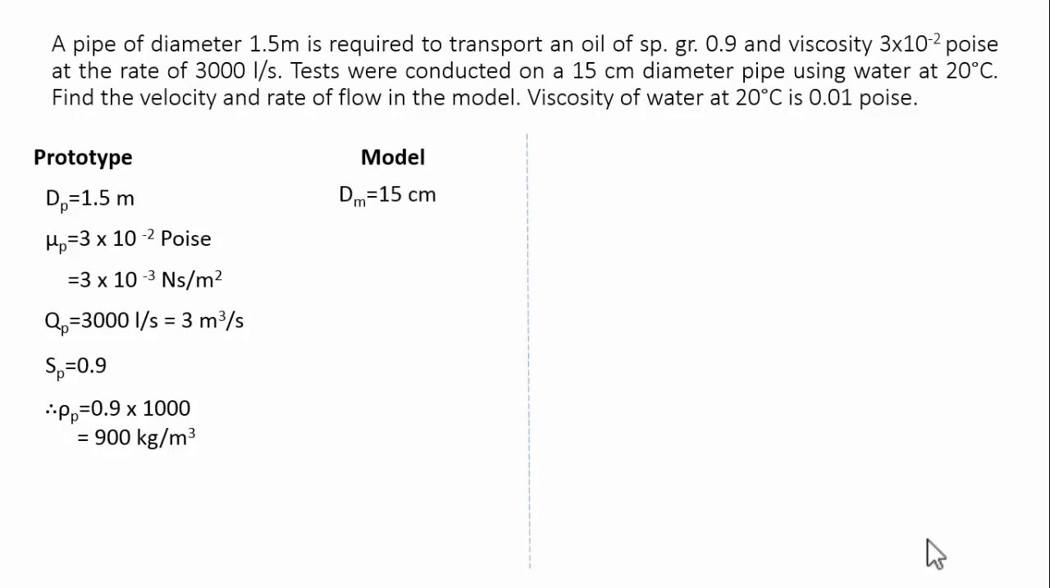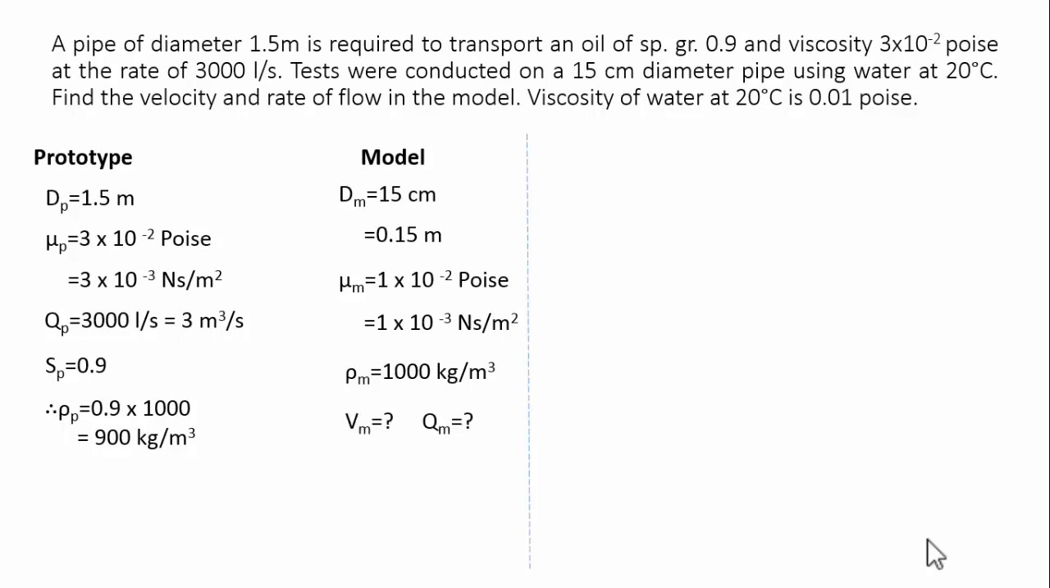And in the model we have the diameter as 15 centimeter, in meters that is 0.15 meter. And the viscosity of water which is used in the model is 1 into 10 to the power of minus 2 poise. So that is equal to 1 into 10 to the power of minus 3 Newton second per meter square. The density of the water which is used in the model is 1000 kg per meter cube, because we know that the standard density of water is 1000 kg per meter cube. It is not given in the question. And we have to calculate the velocity in the model and the discharge in the model.